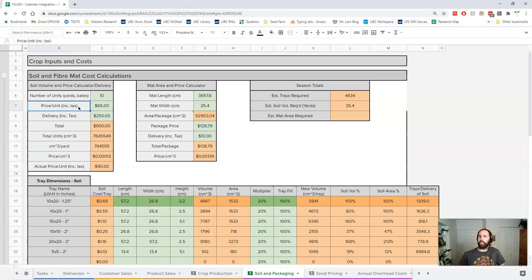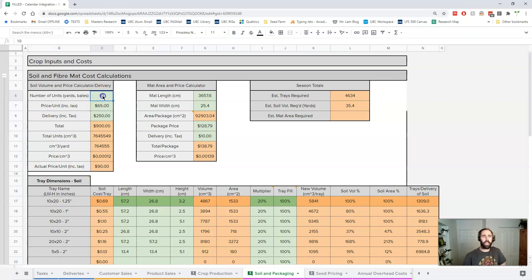So you want to calculate, I've got all this soil, but I want to know the value of one tray's worth, and one specific size tray if you have multiple size trays. That's what the sheet does. It does the same thing for soil as well as fiber mats, if you're using fiber mats, and you can choose between the two as we looked at in the crop data sheet. So let's just look at soil as an example.